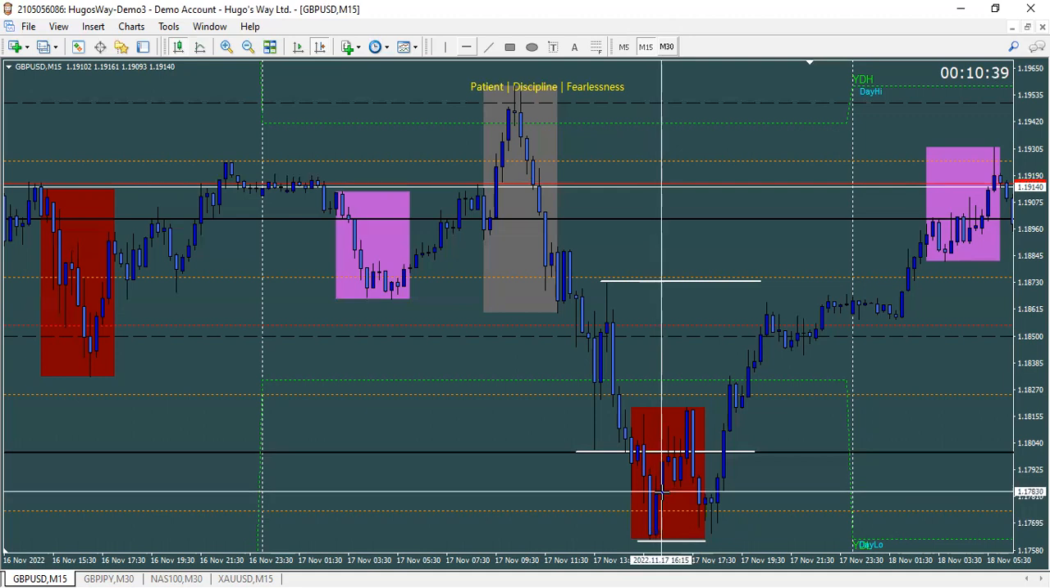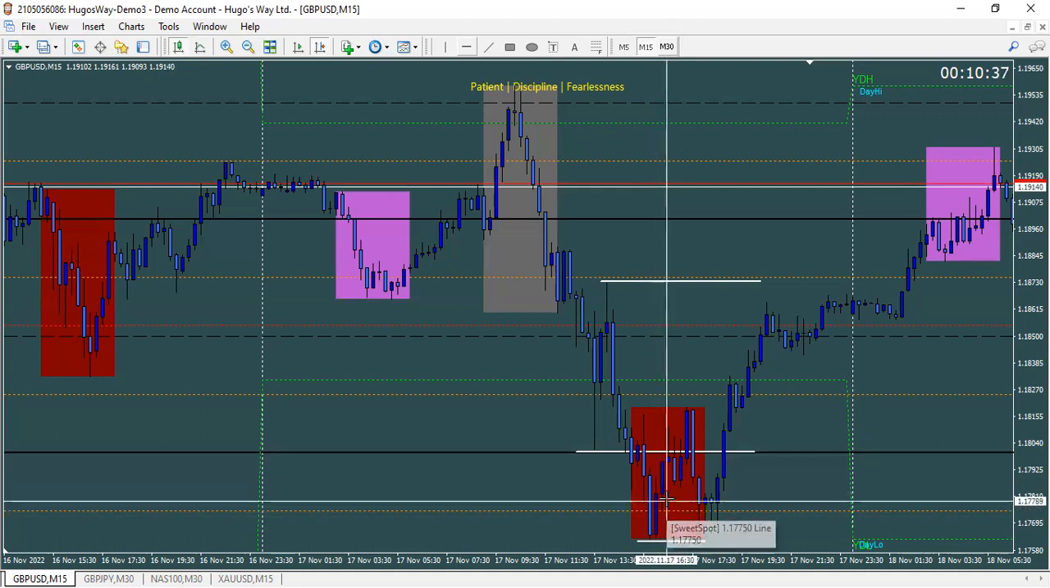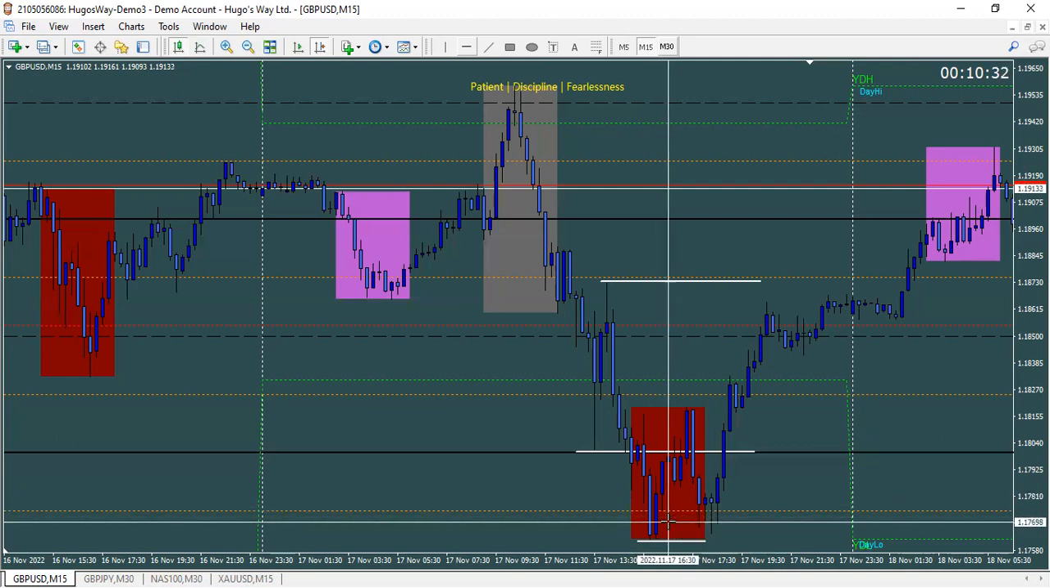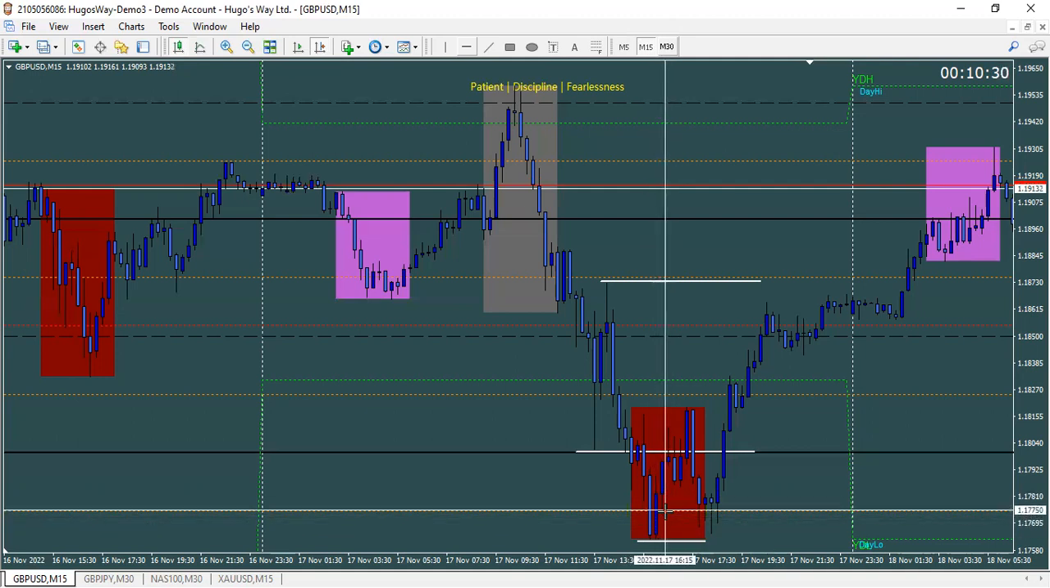All right, I would have entered. Okay, once this pulled back to our quarter level, and you want to get filled at the levels. Okay, so I would have taken a trade here. All right, once this pulled back to the quarter level, I would have taken an entry here.